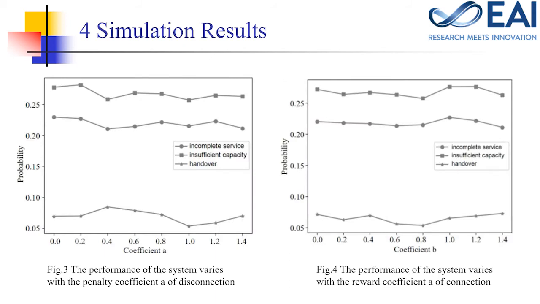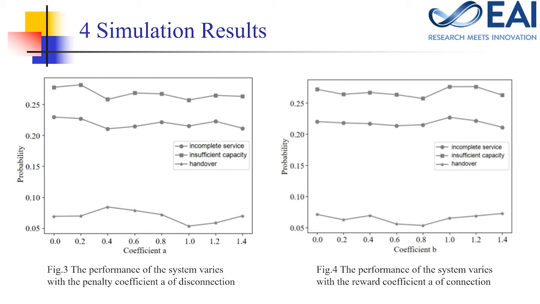First, we compared the effect of the penalty coefficient A of disconnection and the reward coefficient B of connection on the beam scheduling performance. Figure 3 shows the performance of the system as it varies with the penalty coefficient A of disconnection. We can find that when A equals 1, the handover rate is the lowest. Also, the rate of incomplete service and the insufficient capacity rate are at a low value.